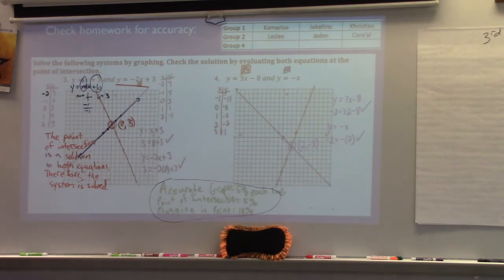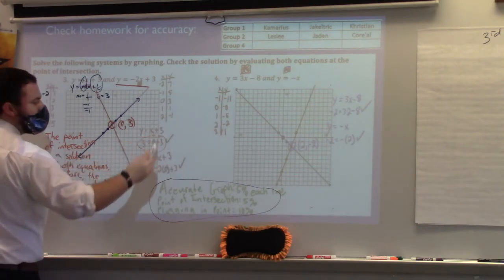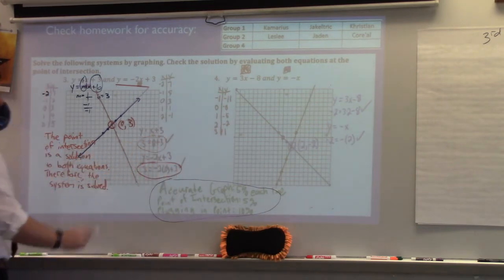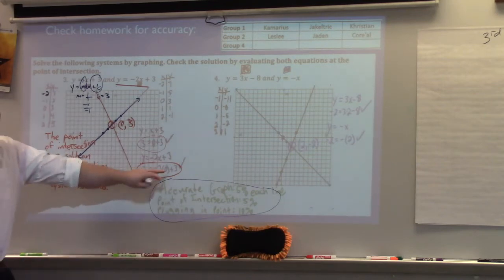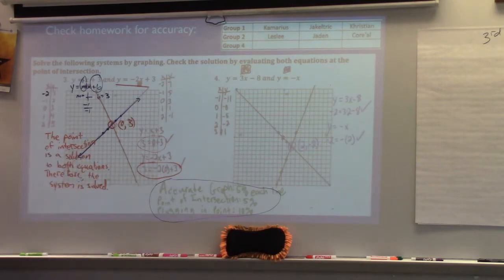And notice I plugged the point into both equations. Did that point make both equations true? Yeah. 3 in fact does equal 0 plus 3. That's true. Negative 2 times 0 is 0. 0 plus 3 is 3. So that made that equation true, right? Now, the whole point of that point of intersection is that it is the solution to both equations. That's the solution to the system.